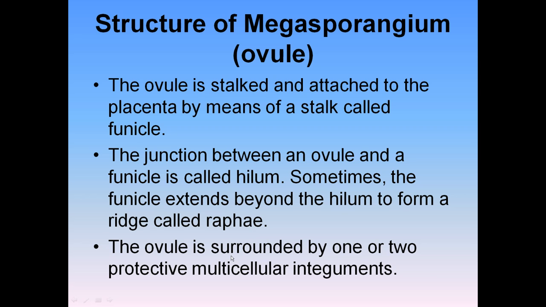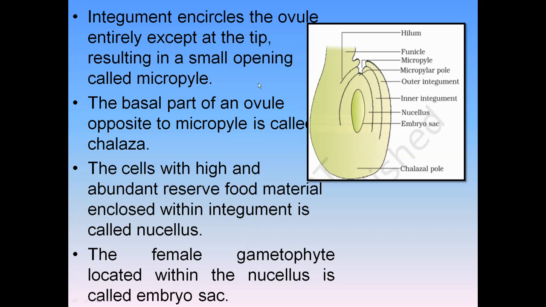The ovule is going to be surrounded by integument, and the integument is protective in nature, and it is two layers thick. One is the outer one, another one is the inner one. Integuments are going to be absent at the micropyle, as we have discussed. The basal part of an ovule opposite to the micropyle is referred to as the chalazal pole. All of the embryo sac rests on the basal portion, which is referred to as the chalazal pole.